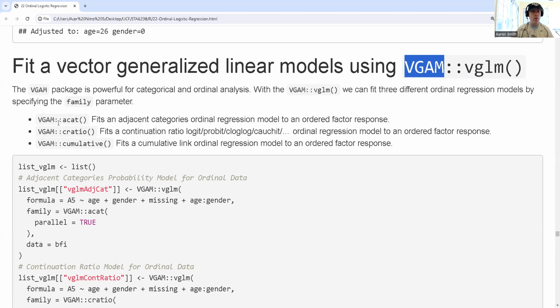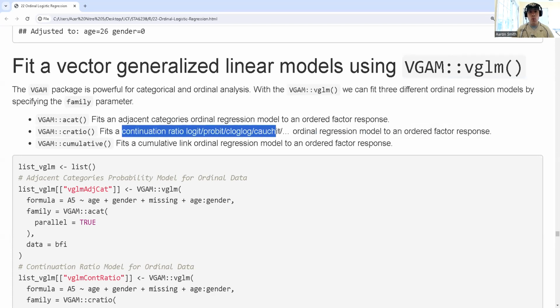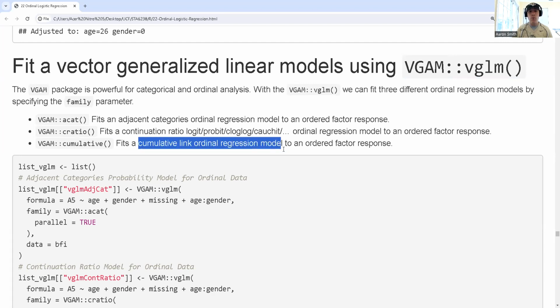So I can use ACAT. This fits adjacent categories for my ordinal regression model. Here, C ratio fits continuation ratio for my linkage function. And then I have cumulative, where I have a cumulative link ordinal regression model.